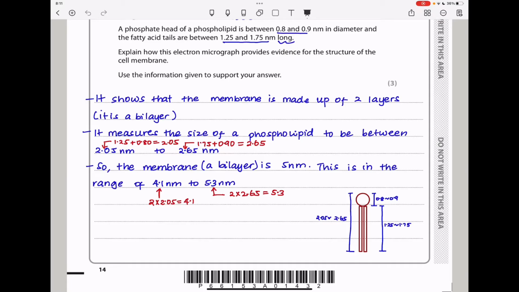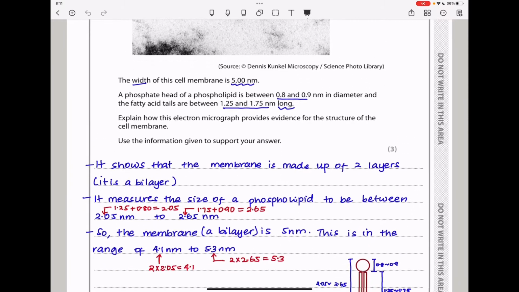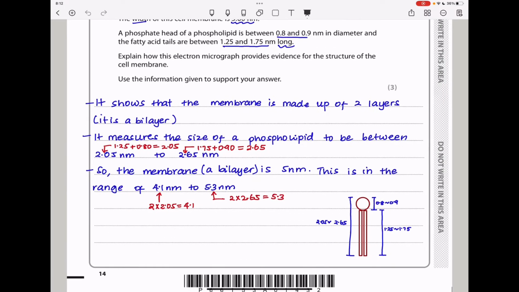I said the micrograph shows that the membrane is made up of 2 layers. I think you can see there are 2 layers, the lower one and the higher one. So it's made up of 2 layers, meaning it is a bilayer. Also, the micrograph can help us to measure the size of the phospholipid to be between 2.05 nanometers and 2.65 nanometers. You can see how I got this by adding the lowest value to the lowest and the highest value to the highest. I also showed you here how I get the 2 values.